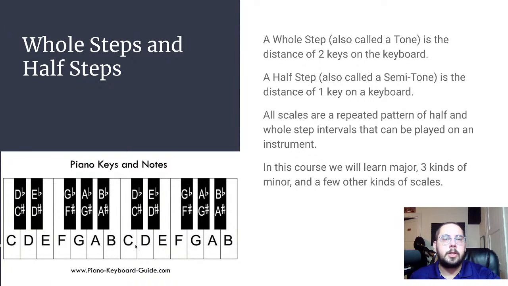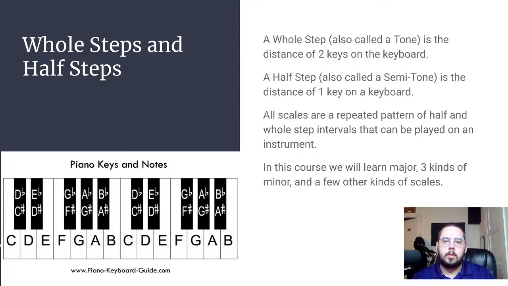A whole step, or tone, I'm going to keep with whole step for this, is a distance of two keys on the keyboard. So if we start at C, a whole step up would be D, because we go C, C sharp, D. We jump over one to the next. A half step is a distance of one key. So from C to C sharp would be a half step. C, C sharp, D. We get that distance. A whole step is twice the musical distance of a half step.